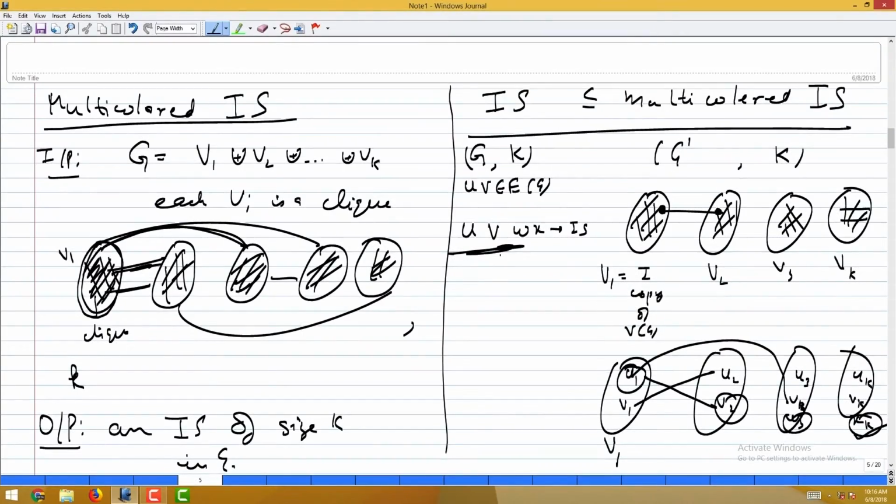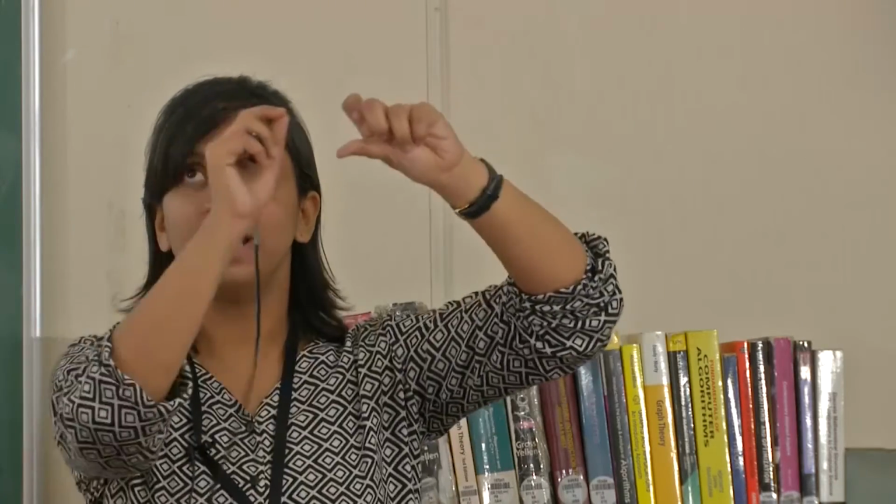So what do we want? We want that when I give you an independent set in G prime, it should not pick copies of the same vertices. Let's look at all the copies of U in this G prime. Let's make it a clique. So U is present in the first color class, second color class and the kth color class. Make a clique out of them. That means add an edge between U1 and U2, U2 and U3, U3 and U1 and all sorts of edges.